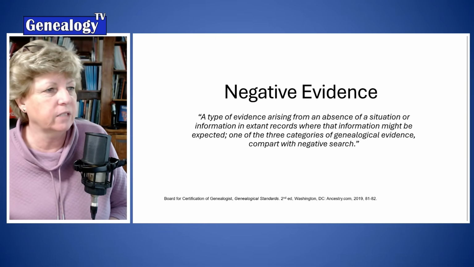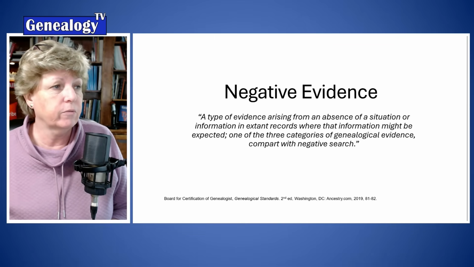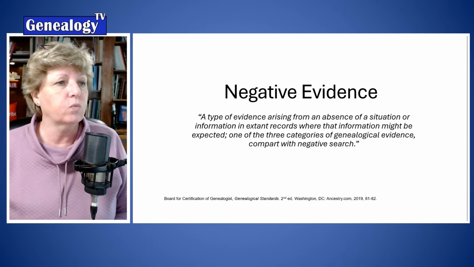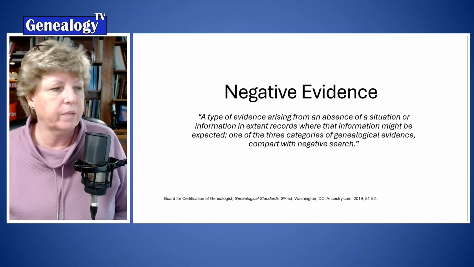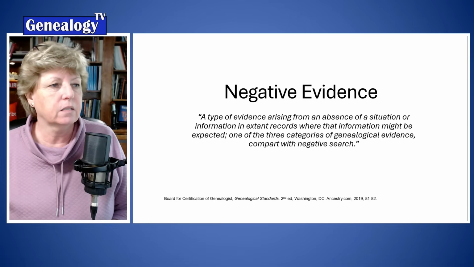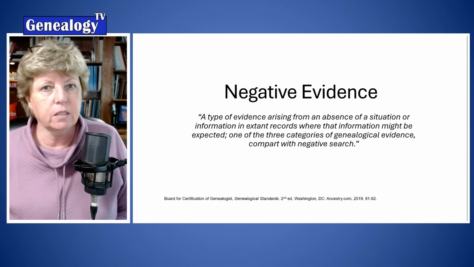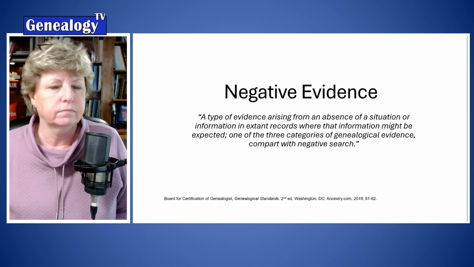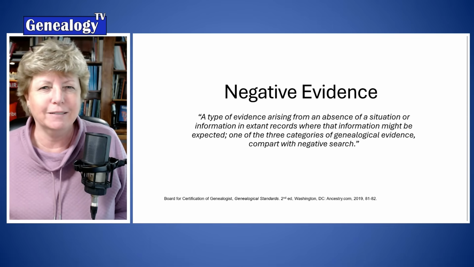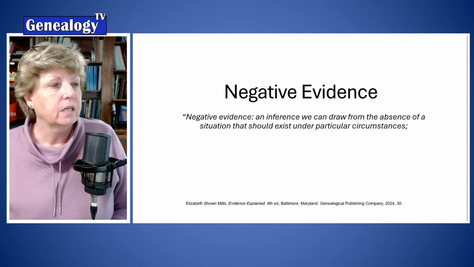A type of evidence arising from an absence of a situation or information in extant records where that information might be expected. One of three categories of the genealogical evidence, compare with negative search. So that's a lot of information to try and absorb. So let's break it down a little bit.